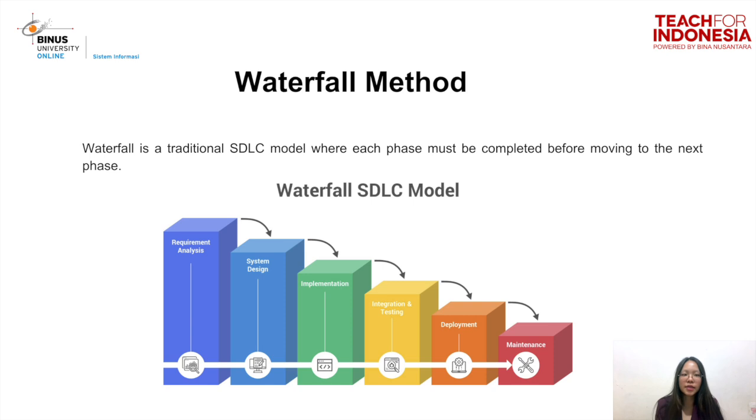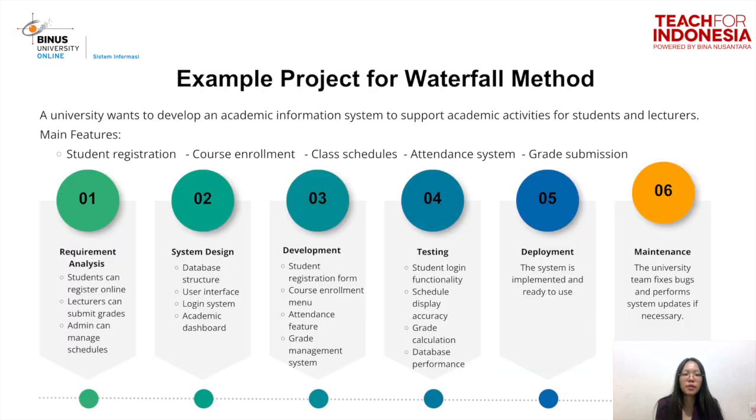To make this concrete, let's look at a real-life example: developing a university academic information system. The system will handle student registration, course enrollment, class schedules, attendance, and grade submissions. If a university decides to use the waterfall method, here is how it plays out. Phase 1, requirement analysis. We spend weeks interviewing students, lecturers, and admins to define exactly what they need. We write it all down in a massive log document.